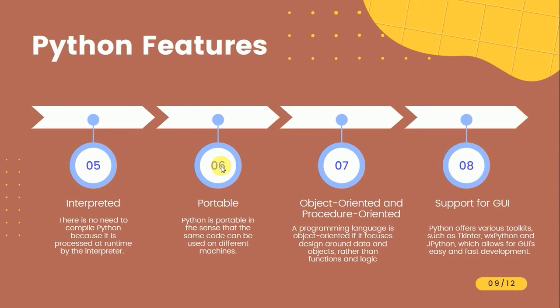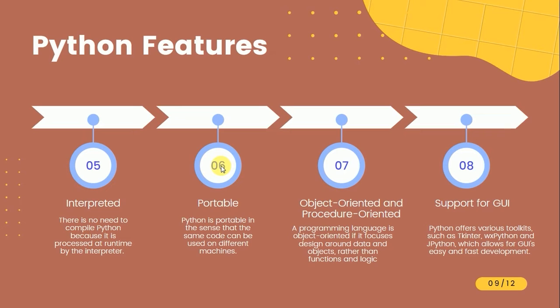Now the next feature of Python is that it is interpreted. There is no need to compile Python because it is processed at runtime by the interpreter. It is one of the features of Python. Then the next one is portable. Python is portable in the sense that the same code can be used on different machines. The next feature is object oriented and procedure oriented. Both are included in the Python programming language.